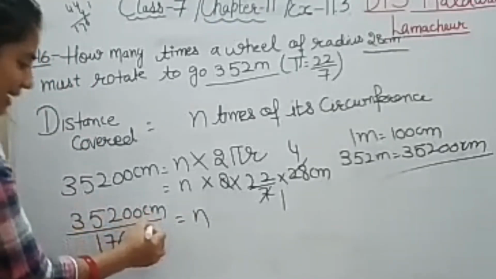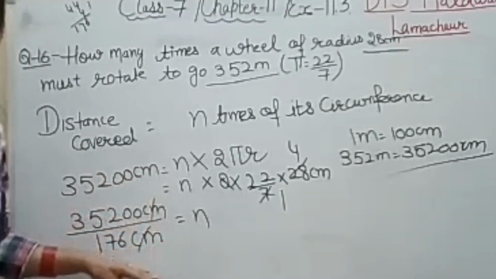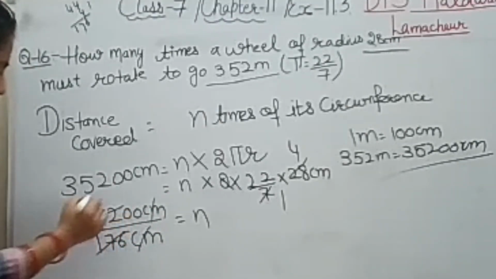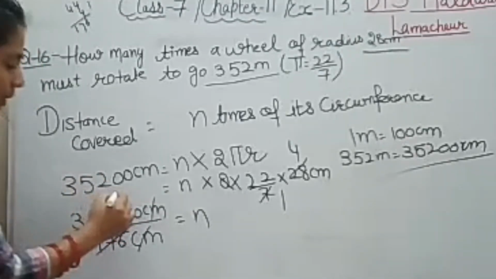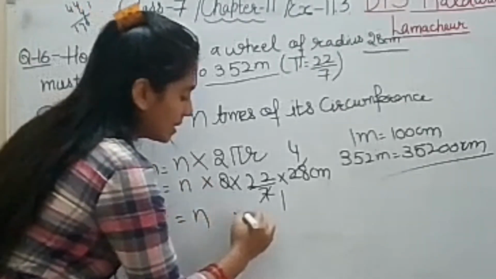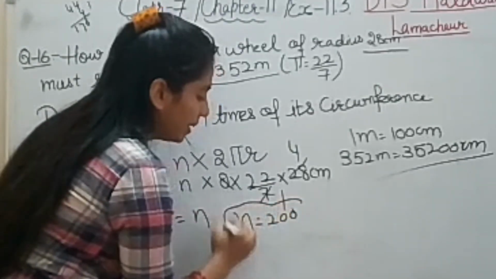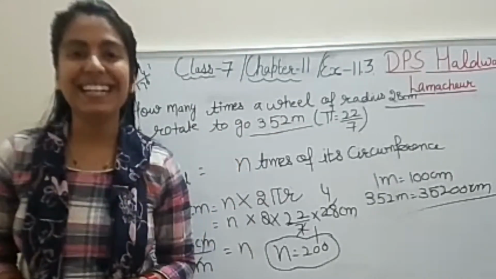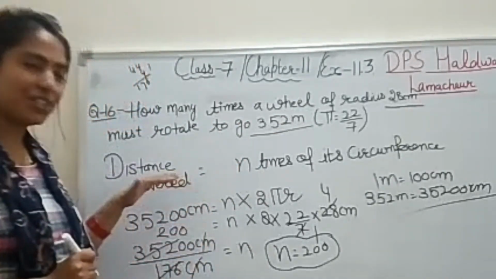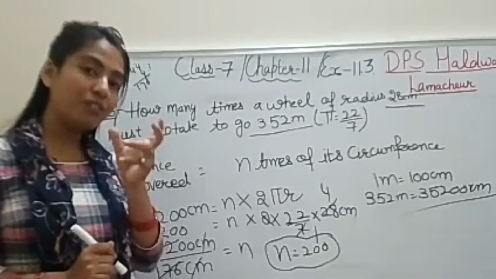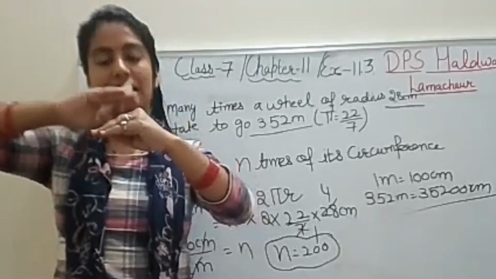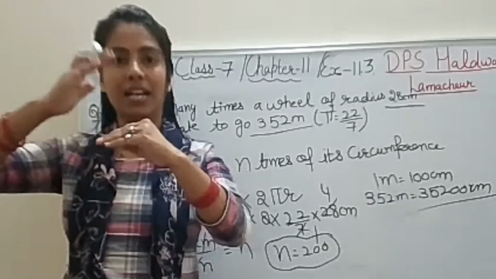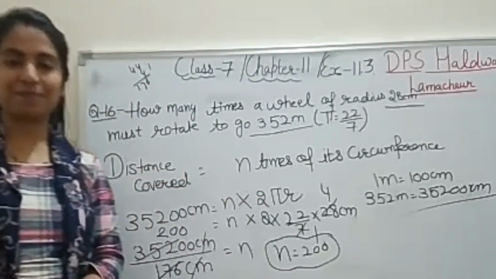Right, student? Now centimeter will cancel out with centimeter because they are in a fraction. Now 176 ones are 176, 176 twos are 352, and the 20 stays as it is. It means the wheel will take 200 rotations to cover this much distance. That's it, student. I hope you got this question. This question is just a little bit logical. The number of rotations depends on the circumference. The distance it covers is as much as its circumference, and the distance is given to you.